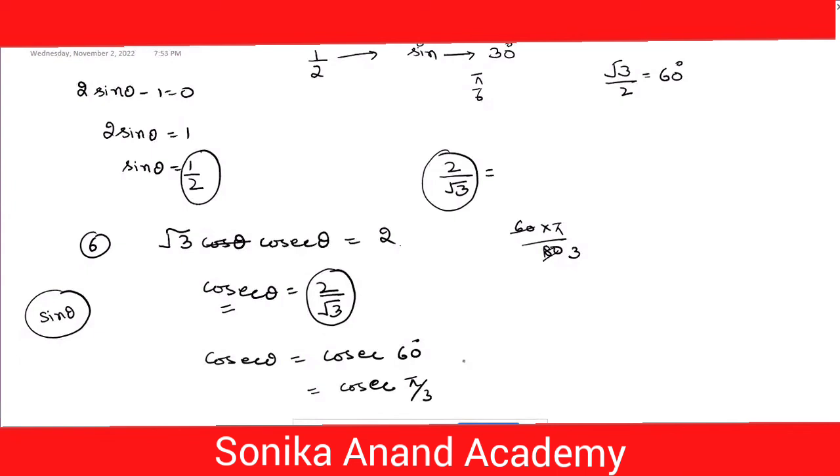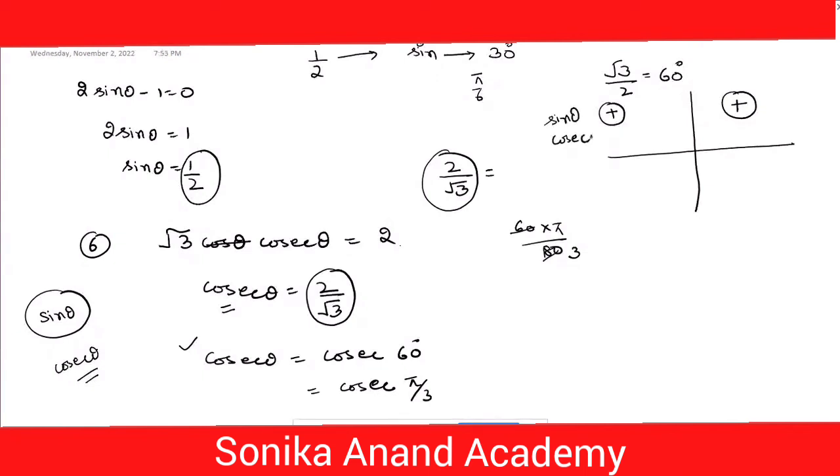Clear? Yes, ma'am. Pi by 3. Now you have to find the two values. We have to search where cosec theta is positive. Cosec theta is positive in the first quadrant and second quadrant, because sine and cosec are reverse. So I told you, first and second quadrant will be positive. So this is theta, this is pi minus theta. The two values are pi by 3 and pi minus pi by 3. So it will be 2 pi by 3.